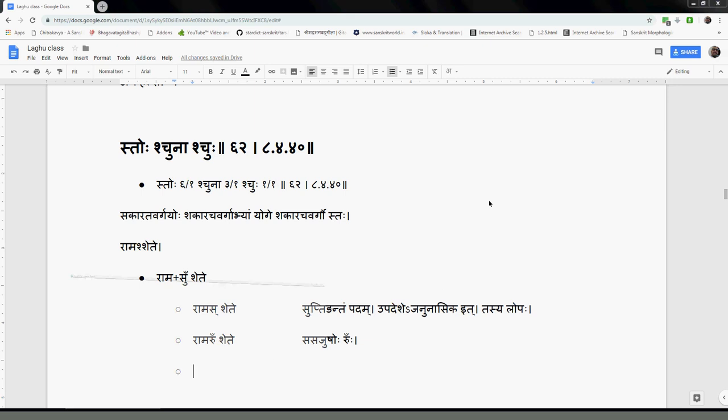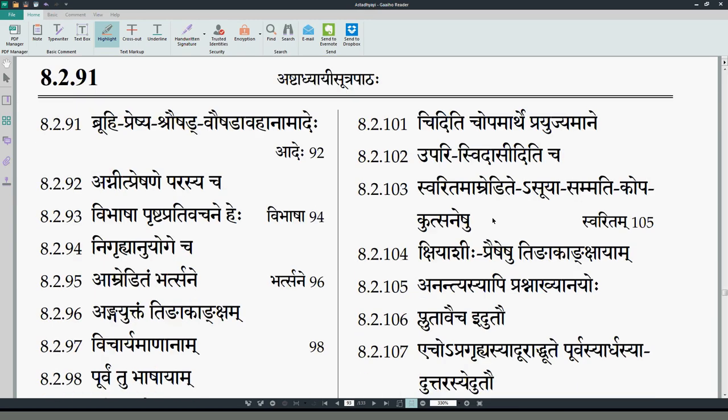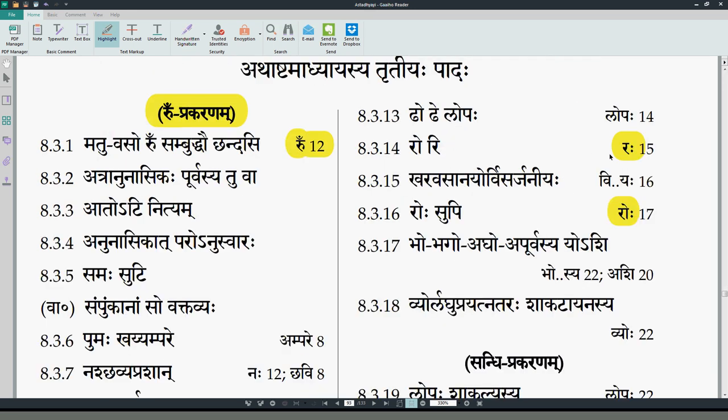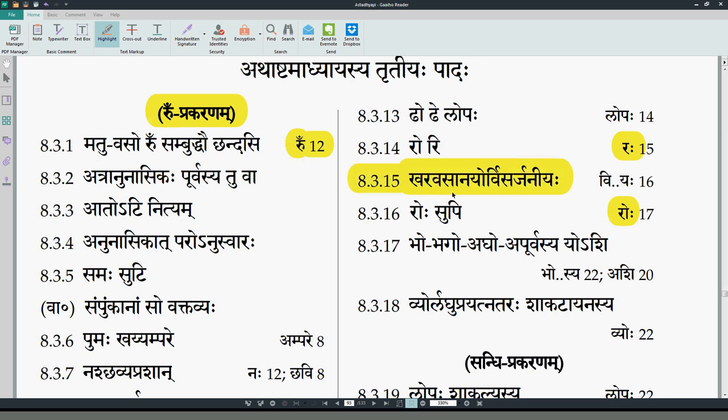Now there is another sutra which says this Rori here. After Rori, this Raha goes till 15. So this sutra says what? Kharavasanayoho visarjaniyaha. Kharavasanayor visarjaniyaha. Sorry, tongue twister for me today. So visarjaniyaha is visarga.